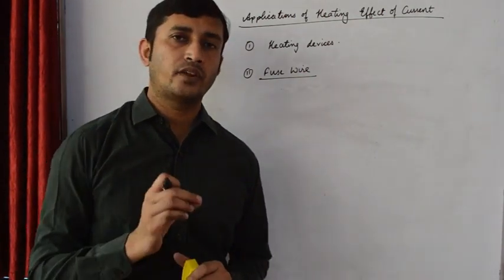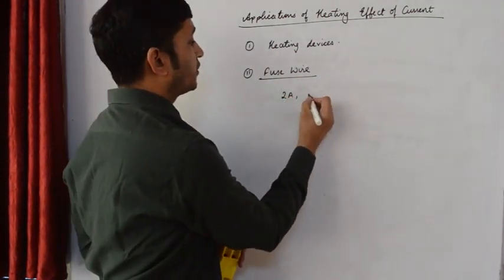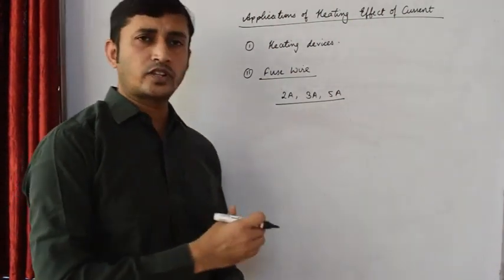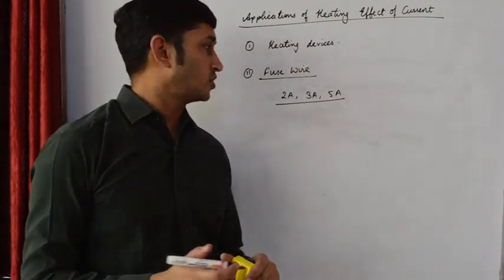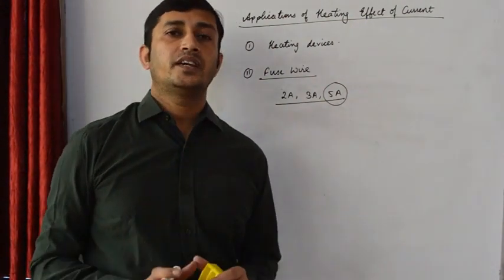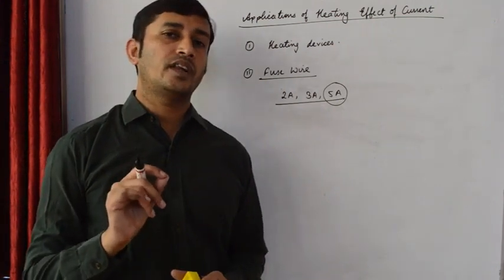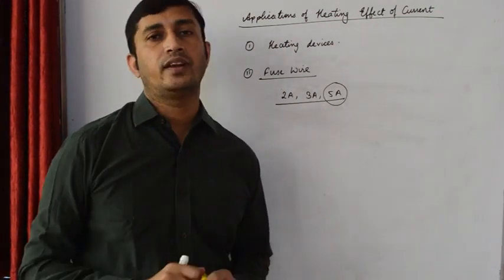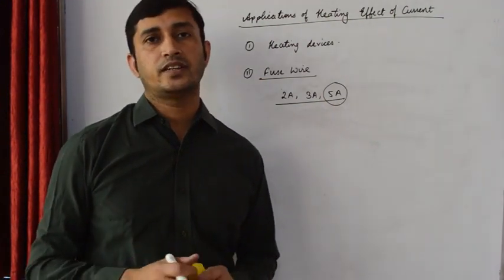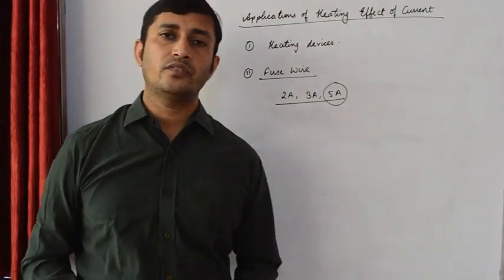Different fuse wires have different ratings, like 2 ampere rating, 3 ampere rating, 5 ampere rating, etc., according to the current which they can allow. Suppose we have a fuse wire of 5 ampere rating. It means it can allow a maximum of 5 ampere current, and whenever current exceeds 5 ampere, that wire will melt and it will protect the appliances from getting damaged. So these are the main applications of heating effect of current.